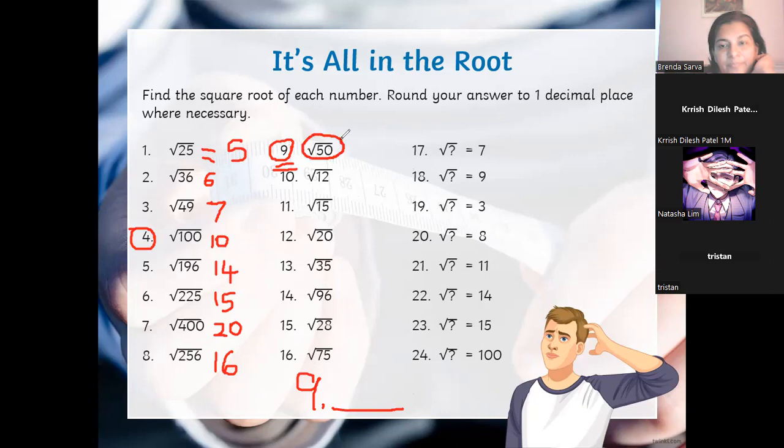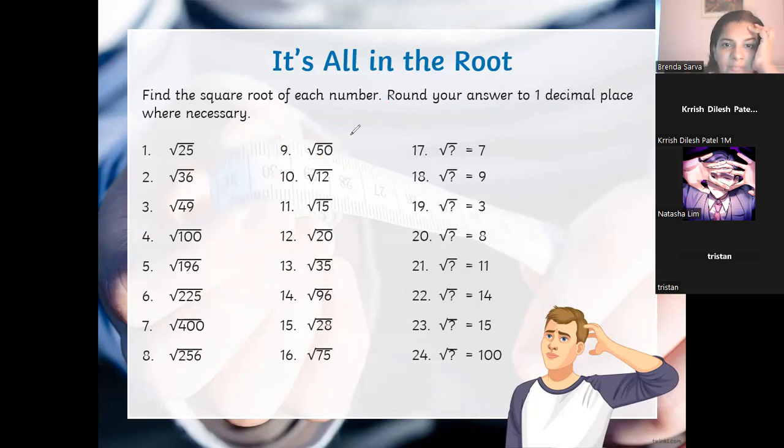Square root of 50. Now for this one you have to use the calculator and you will get a decimal number. Look at the question: round off to 1 decimal place. I only want 1 decimal place. So Krish, 7.07, I will round it up to 1 decimal place. No, 7.1. That's right. It will be 7.1. How about number 10? The square root of 12.